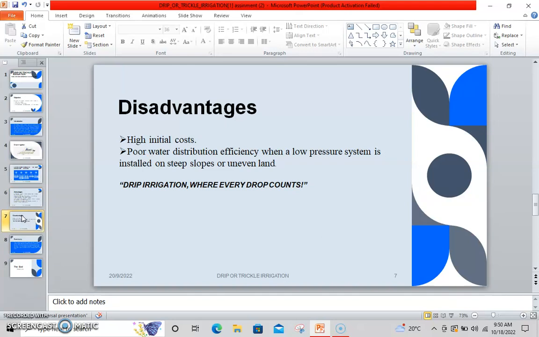Disadvantages: high initial costs. This is when you look at the cost of installing the whole system. Then poor water distribution efficiency when a low pressure system is installed on steep slopes or uneven land. So in short, we can say that drip irrigation is where every drop counts.